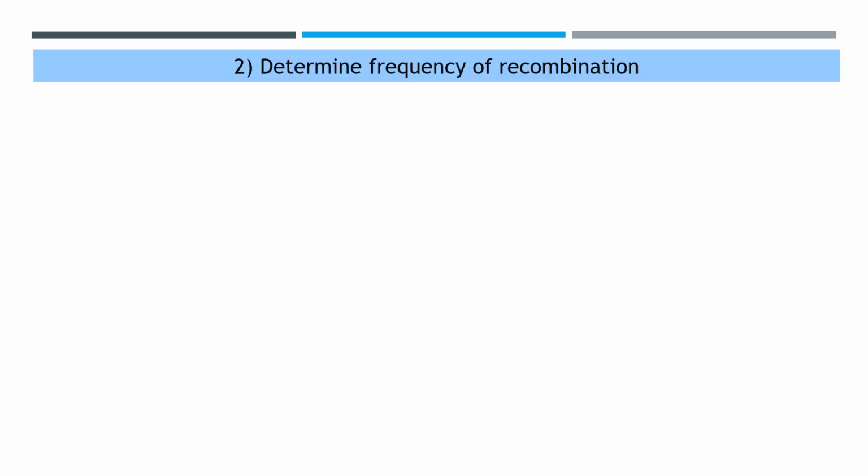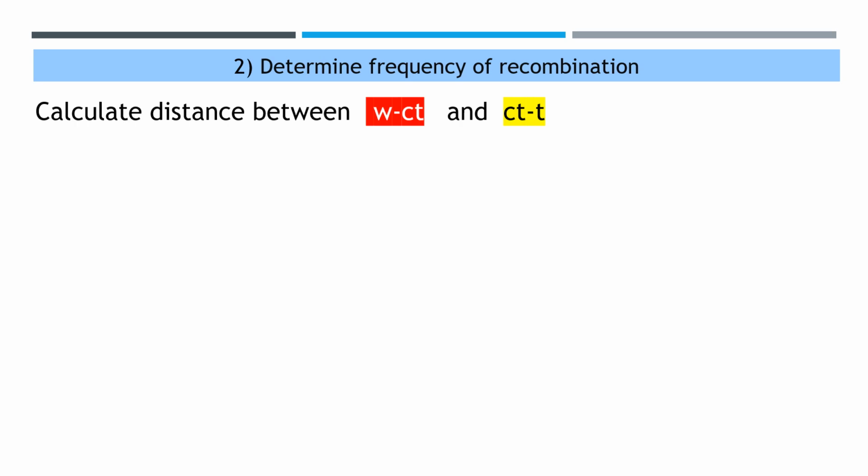So now we're going to determine the frequency of recombination, and how do we do that? Through the distance. So if you remember, we need to calculate the distance between these 2 genes.